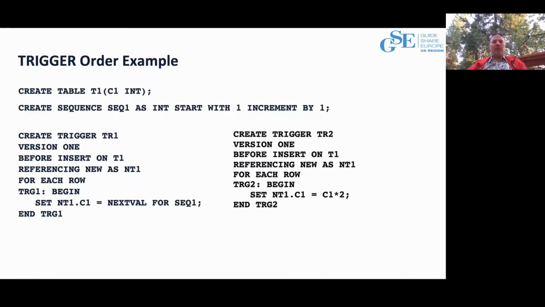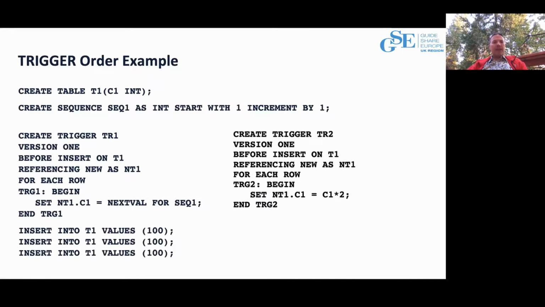If you're familiar with triggers, you might be aware that triggers have order associated with them. So in this case, I've got trigger 1 and trigger 2, and the way that they get fired is trigger 1 gets fired first, and then trigger 2 gets fired. In this particular case, I'm going to do 3 insert values, and I'm going to use a sequence value. And then in trigger 2, I'm going to multiply that sequence value by 2. So what ends up happening is because trigger 1 fires and gets a sequence value, and then trigger 2 multiplies it by 2, I get 2, 4, 6 instead of 1, 2, 3.